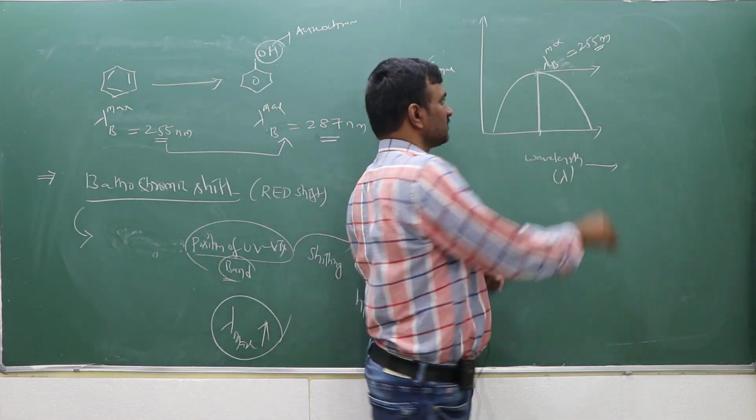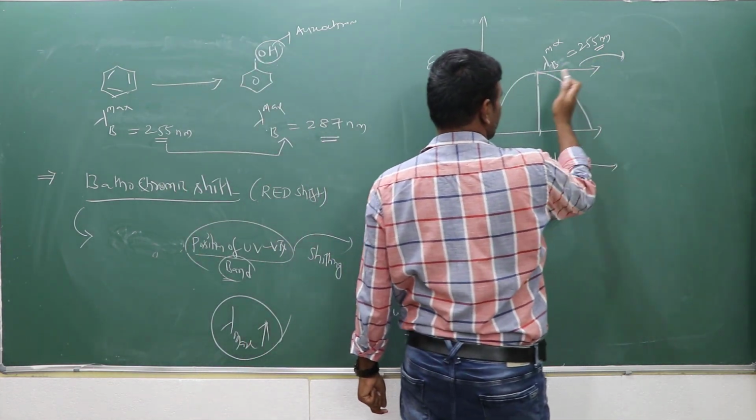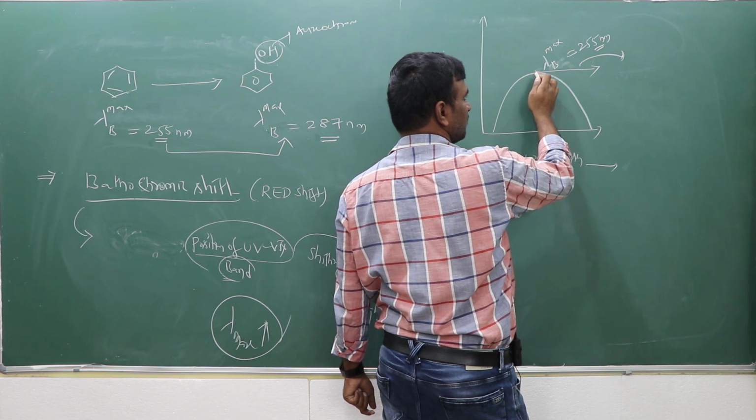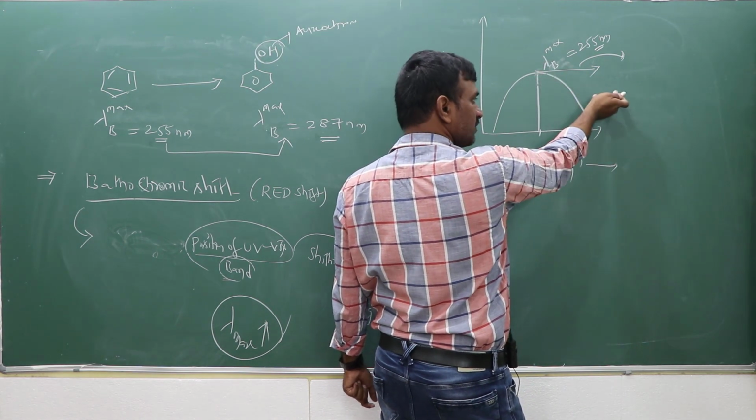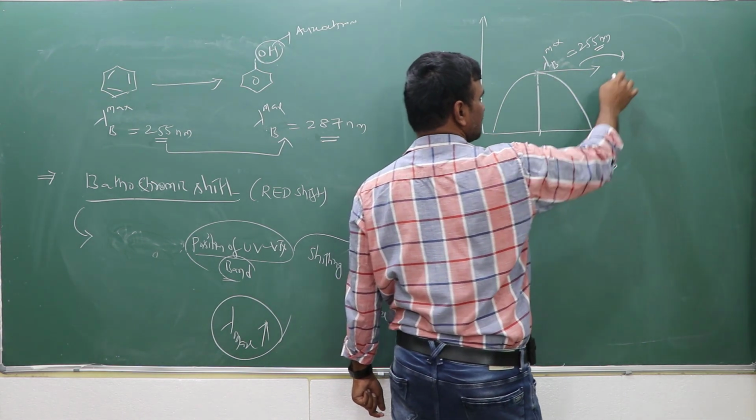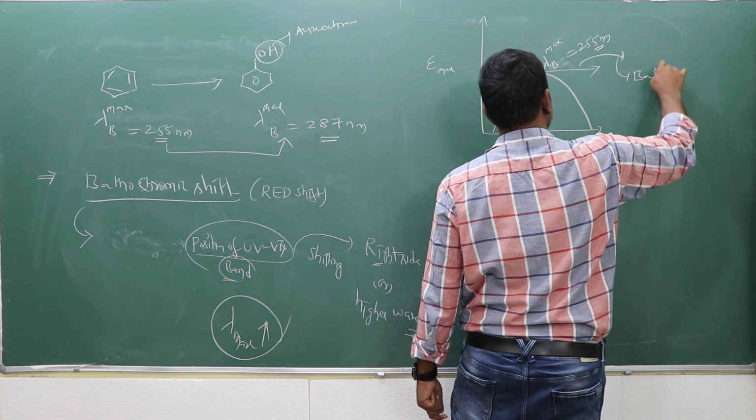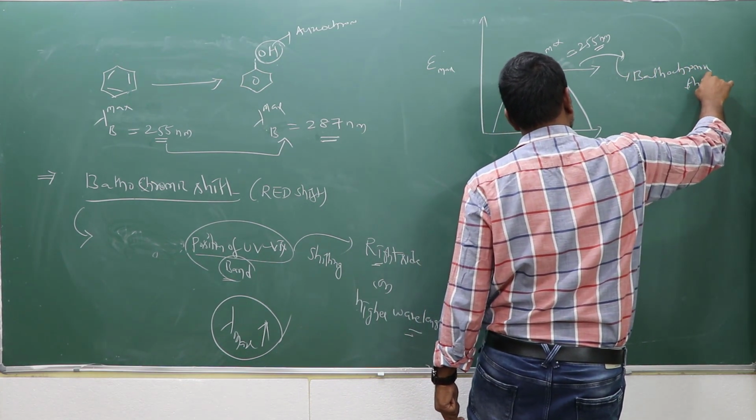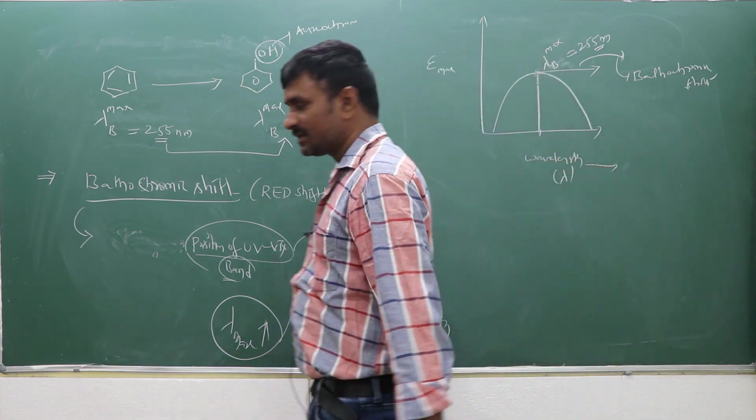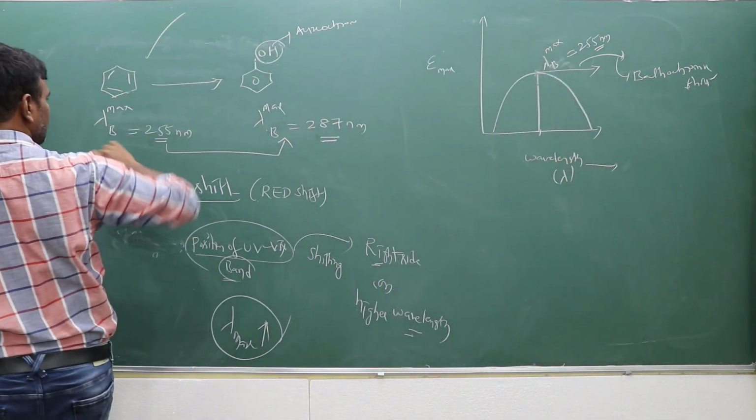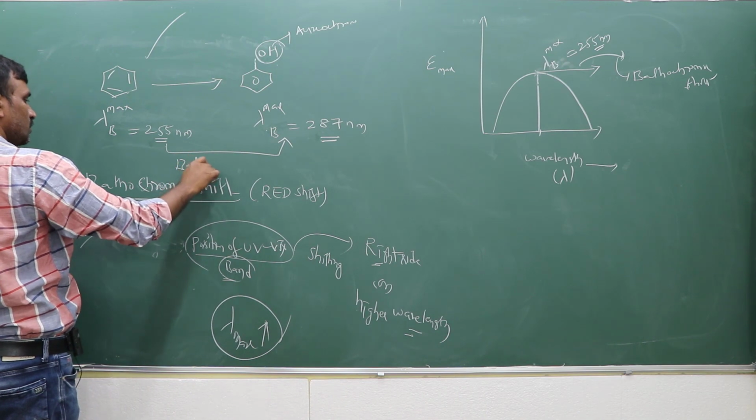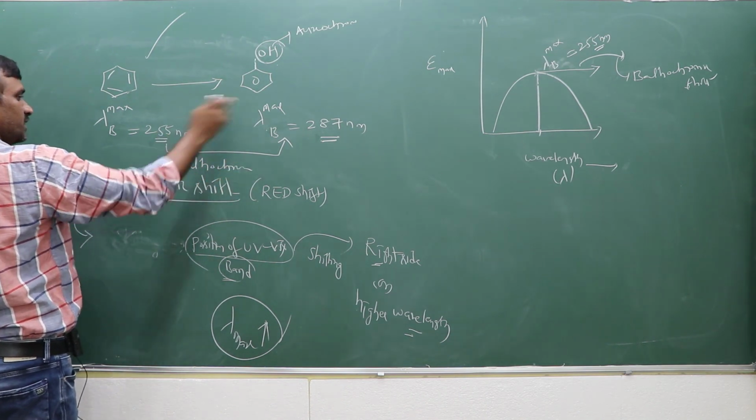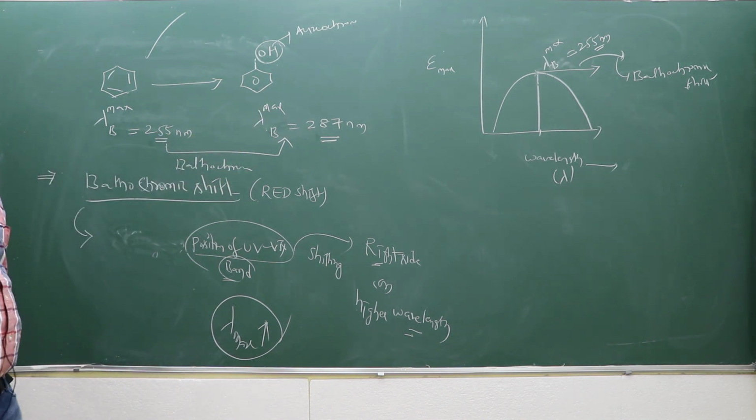That shift is called the bathochromic shift or red shift. This position of the UV visible band shifted to the right side or higher wavelength side. This shift is called the bathochromic shift. This example is a bathochromic shift, shifting towards the right side, or red shift.